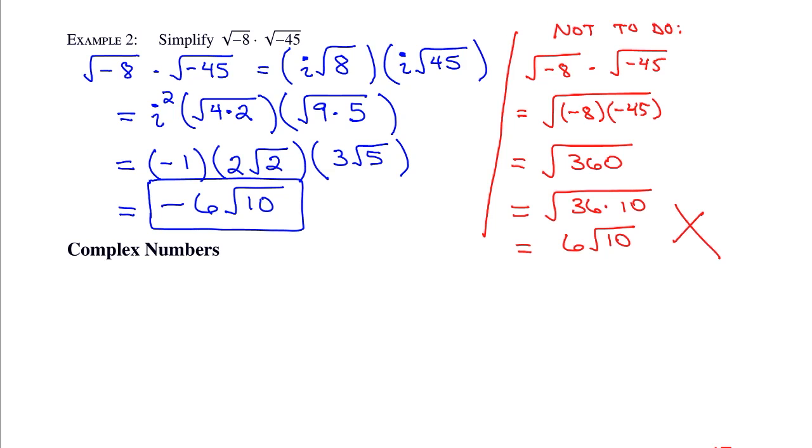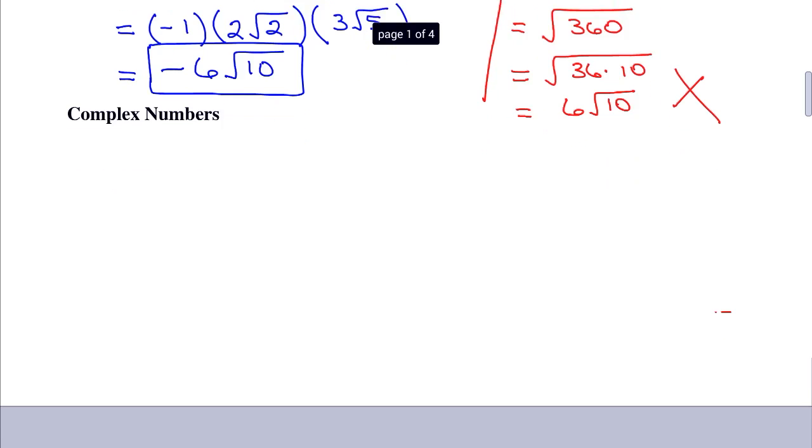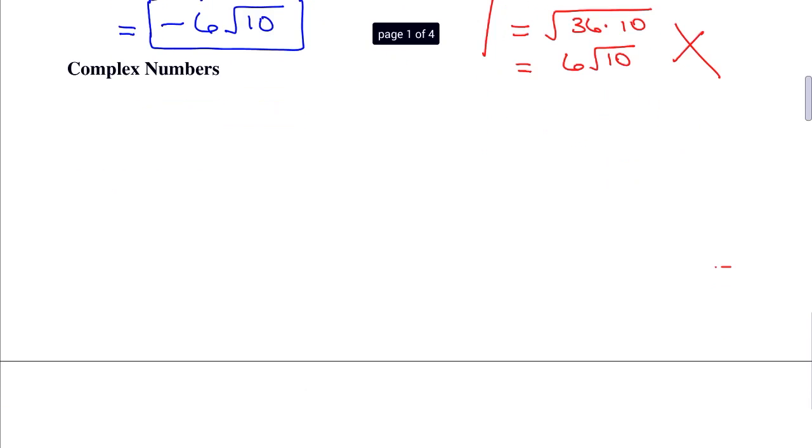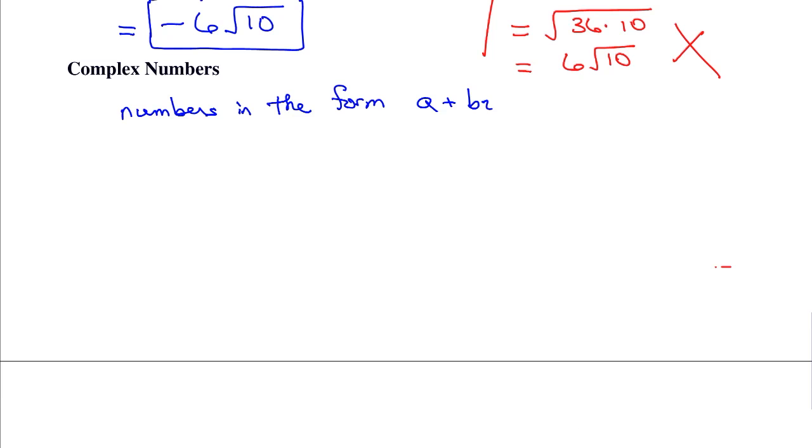That leads us to complex numbers. So what are complex numbers? Complex numbers are numbers in the form a plus bi, where a and b are both real numbers.